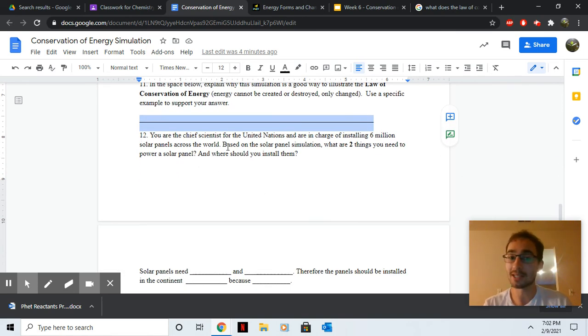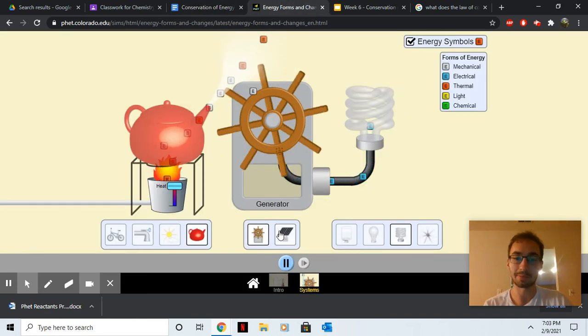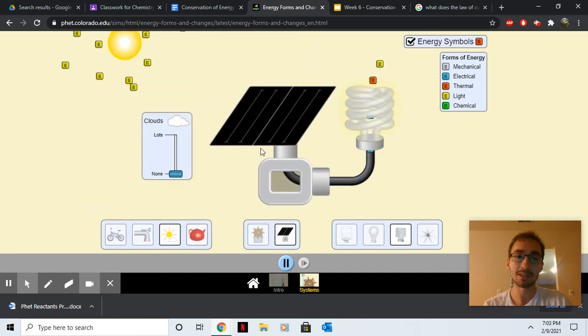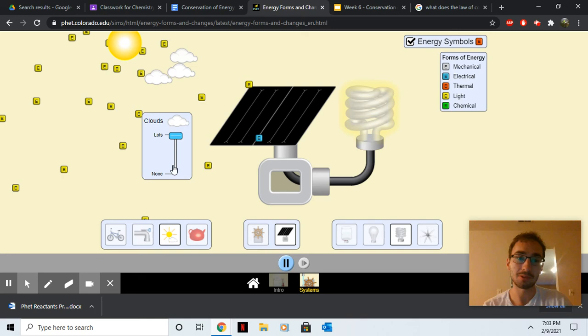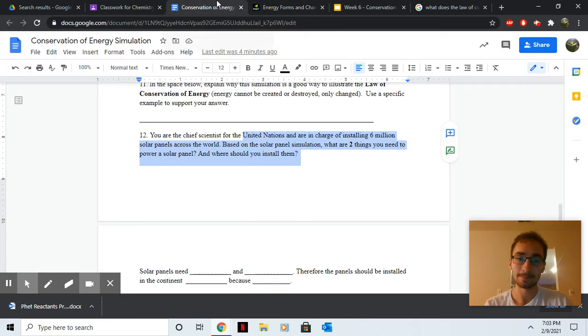You are the chief scientist for the United Nations, and you are in charge of installing 6 million solar panels across the world. Based on the solar panel simulation, what are 2 things you need to power a solar panel? So think about when you have the solar panel up, what do you need to get this to work? And then think, do you want to have clouds or do you want to have no clouds? That's my hint for the last one.